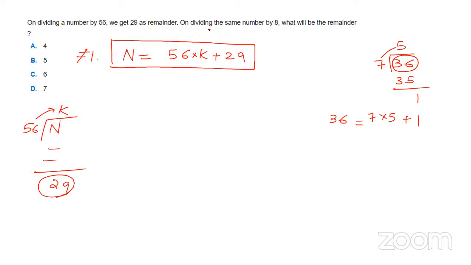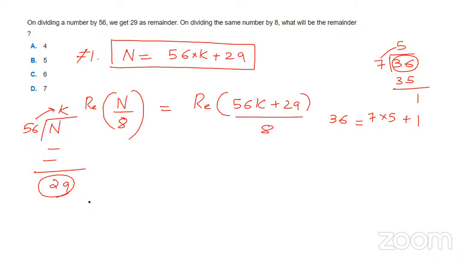And the question here is on dividing the same number by 8. So I'm going to divide the number n by 8. What is the remainder you're going to get? This is the same as the remainder you get when dividing 56k plus 29 by 8. So clearly the remainder will be the same as when you individually find the remainders and add them. So remember this part.